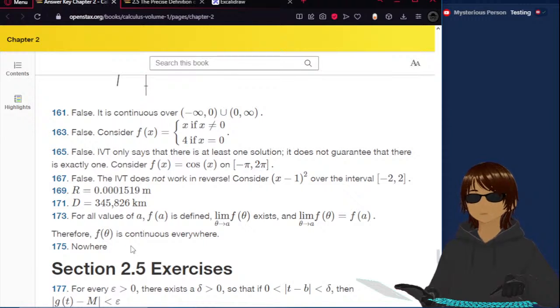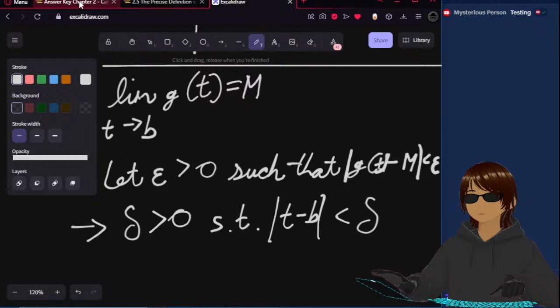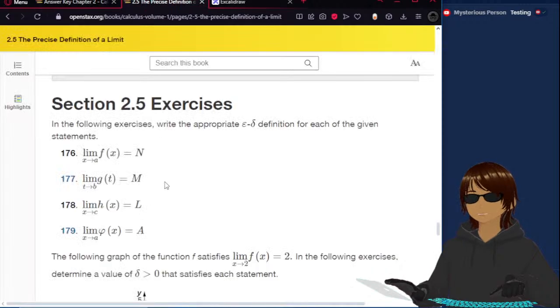177. For every epsilon, there exists a delta, such that if the difference between t and b is less than delta, then the difference between g of t and m is less than epsilon.